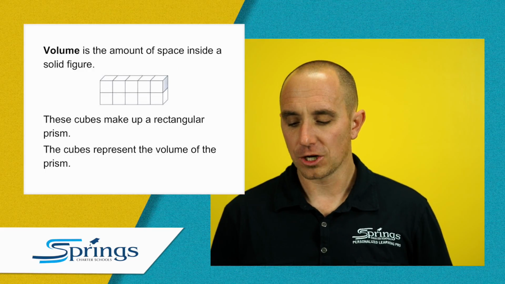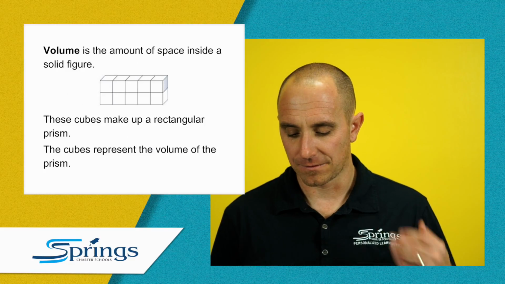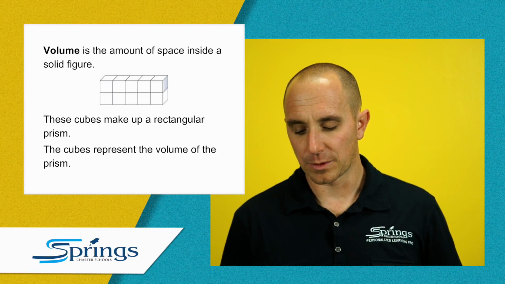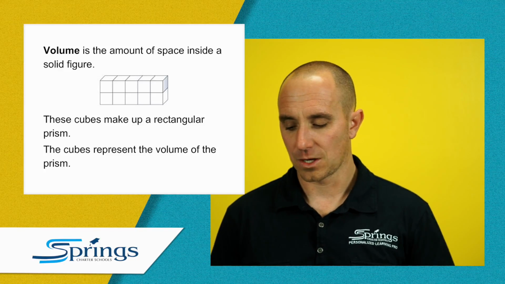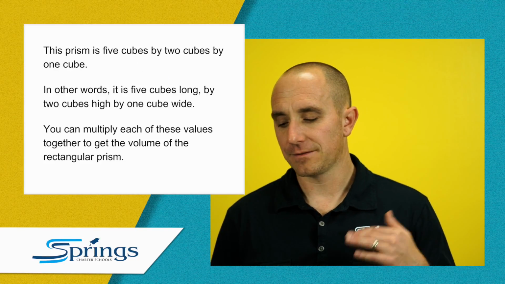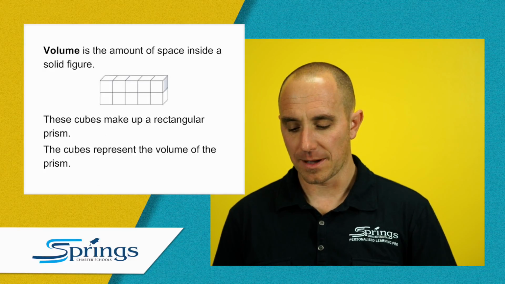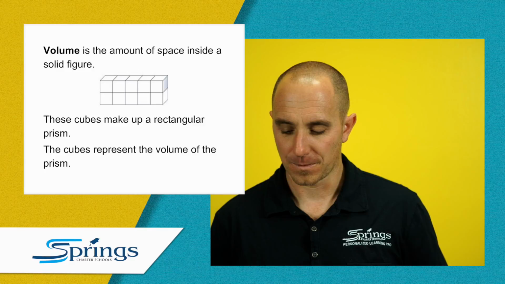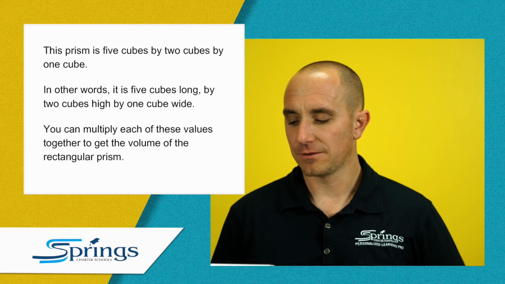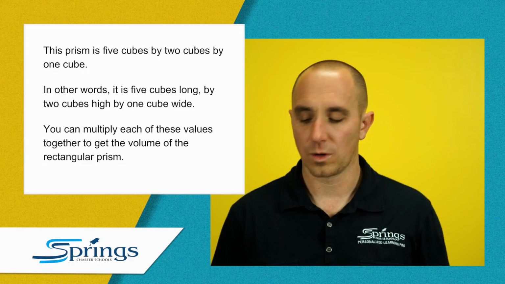Okay, so volume is the amount of space inside a solid figure. These cubes make up a rectangular prism. The cubes represent the volume of the prism. This prism is 5 cubes by 2 cubes by 1 cube. So we have 5 cubes on length, width is 1, height is 2. In other words, it's 5 cubes long by 2 cubes high and 1 cube wide.